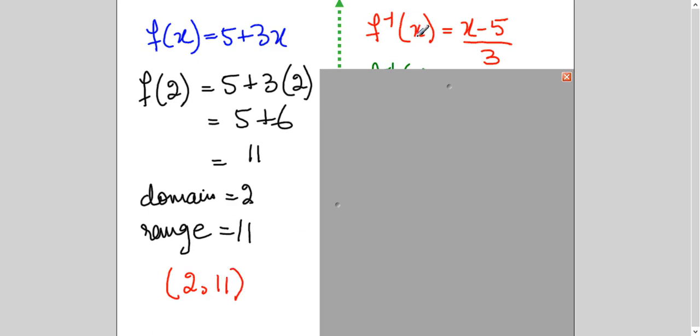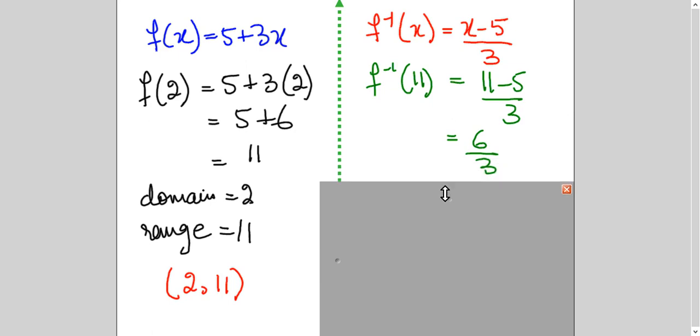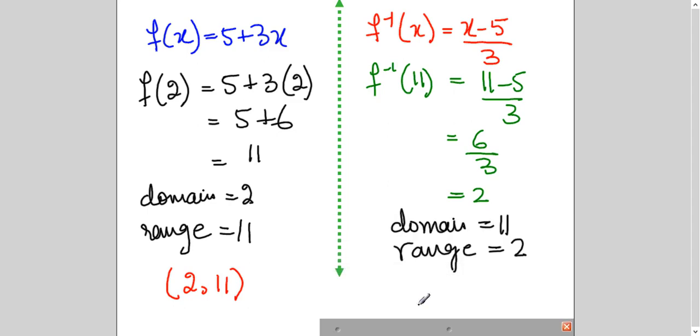Now, in the inverse function, if you substitute 11, your answer should come to 2 if the inverse function is correct, right? This is what I want to show you here. So when I substituted x as 11, 11 minus 5 divided by 3, I got 2. And this is what I was saying. In the inverse function, the domain becomes the range and the range becomes the domain. So you see the interchange. This tells you that you have found the correct inverse function. This is what I wanted to tell you. You don't need to prove it every time.